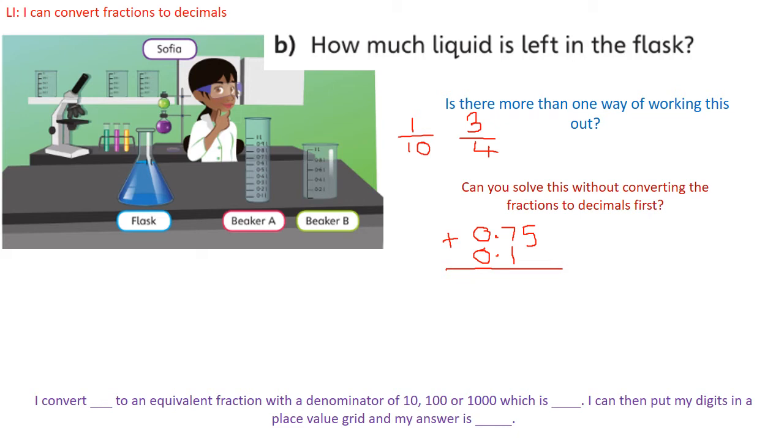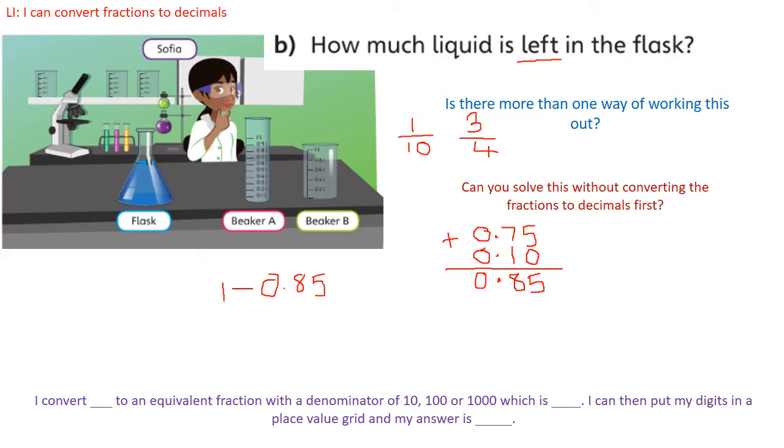So 5 plus 0 is 5. 7 plus 1 is 8. Decimal point underneath. 0 plus 0 is 0. So altogether, I've poured out 0.85 of a litre. But the question is asking me how much is left. So I need to do 1, take away 0.85.